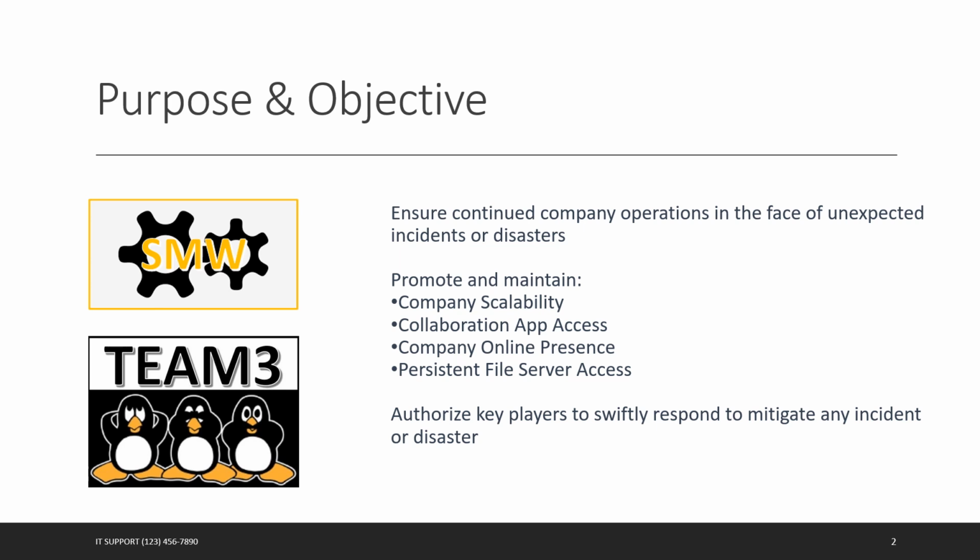It also addresses objectives such as company scalability, resilient collaboration, application data availability, file server access, website availability, and internet service redundancy. Team leaders and professionals assigned to the different teams outlined in the plan are authorized to take immediate action as prescribed.